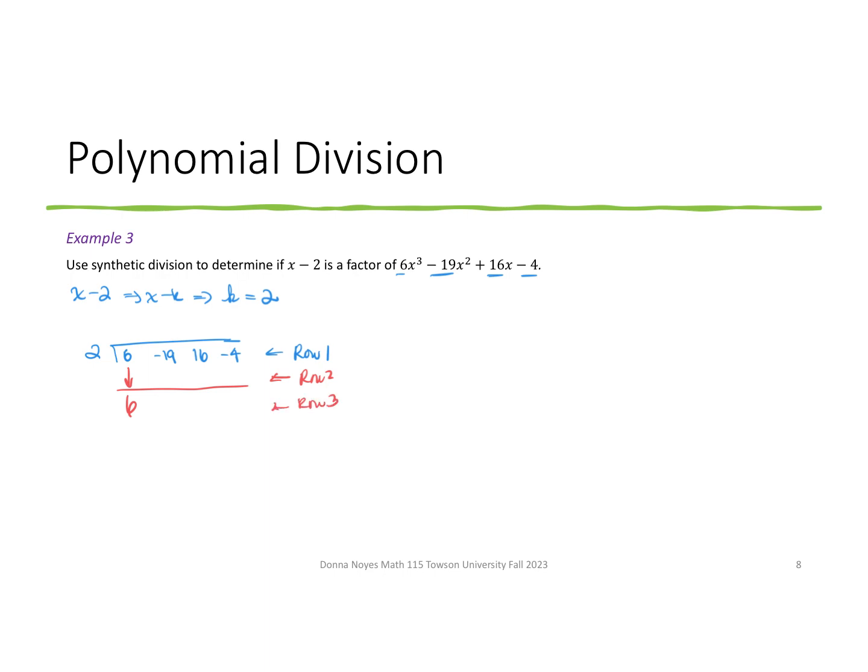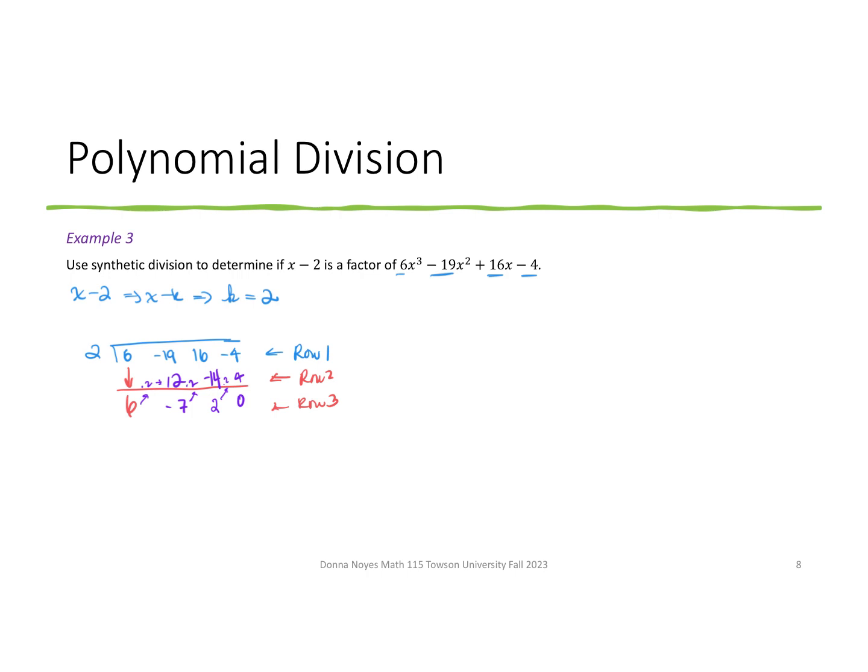So we drop down the 6. The next step is to say I have 6 times 2, and that goes here, and that's our 12. Then I do negative 19 plus 12, which gives me negative 7. And then I take negative 7 times 2, because that's our k, which is negative 14. 16 minus 14 is 2, and 2 times 2 gives me 4. Negative 4 plus 4 is 0.